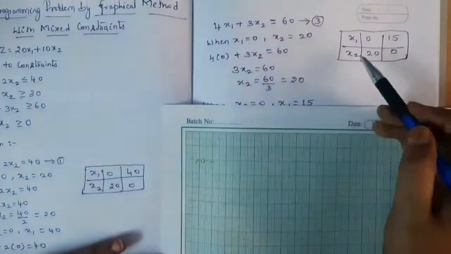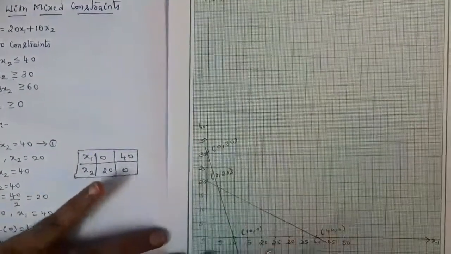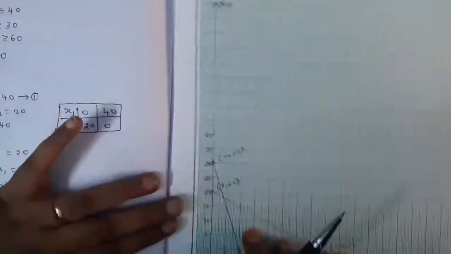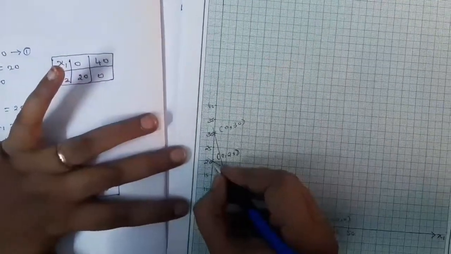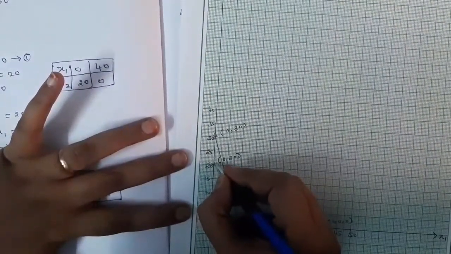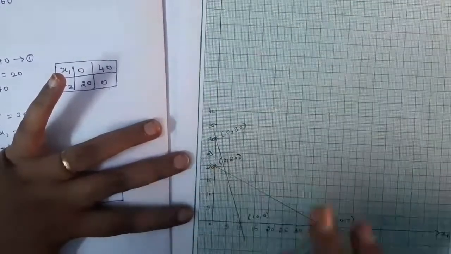Now let us move on to the third constraint table. So when x1 is 0, x2 we have got 20. So mark at this point. We already have one point here, and at the same point we have got it again, so no need to mark it. So this point you consider.